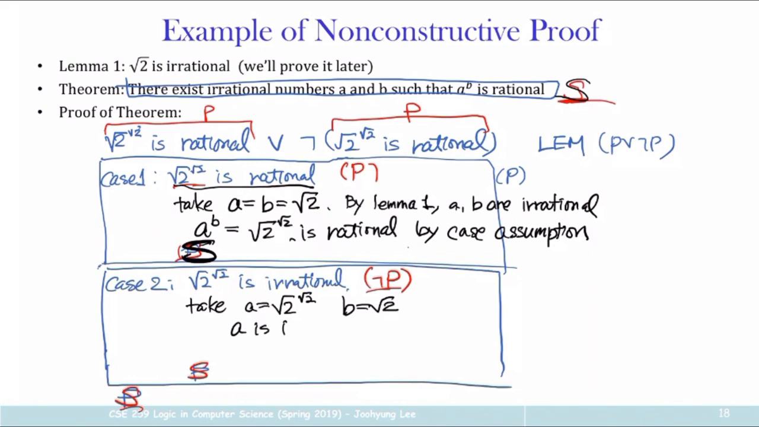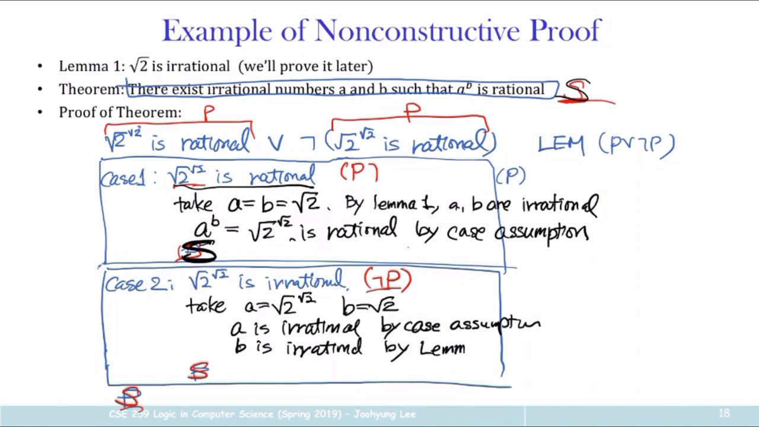A is irrational. Why? By case assumption. B? Is b irrational? By what? Lemma 1. We didn't prove it, but let's assume for the time being that it's true.